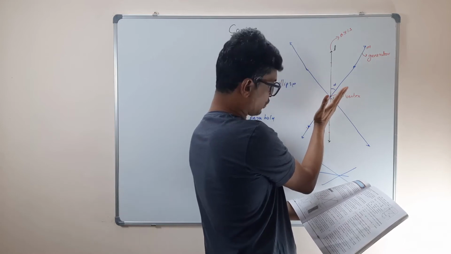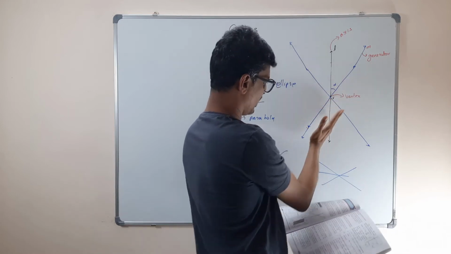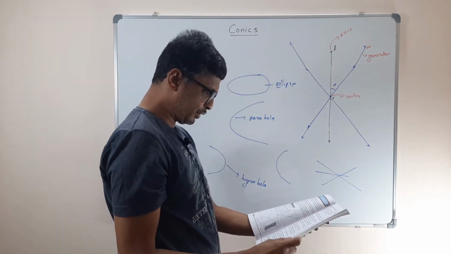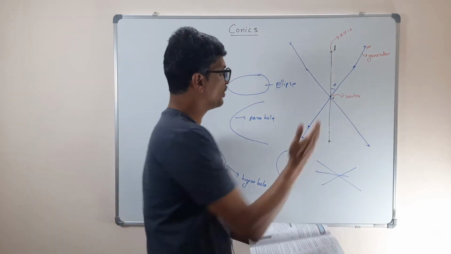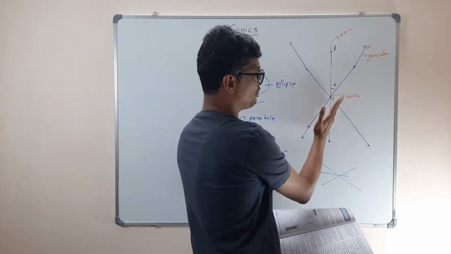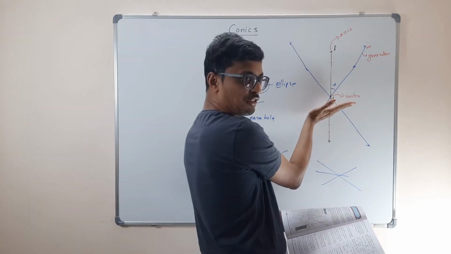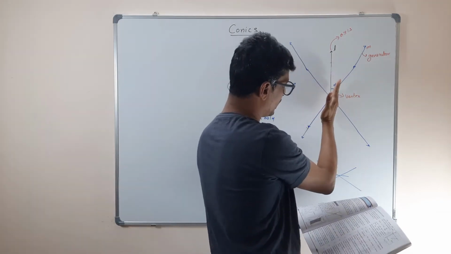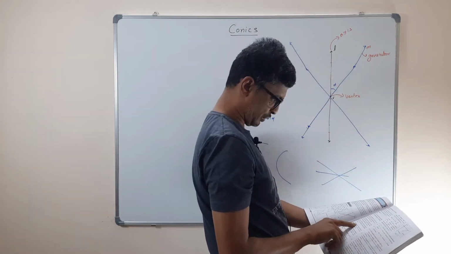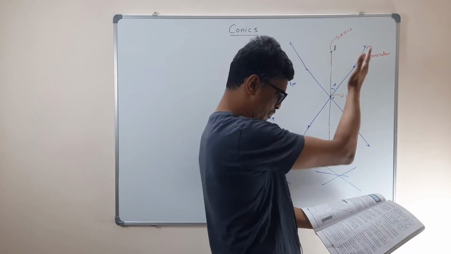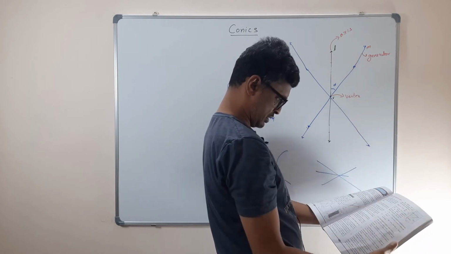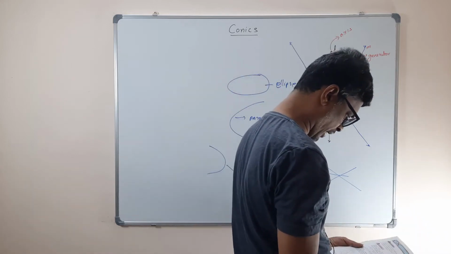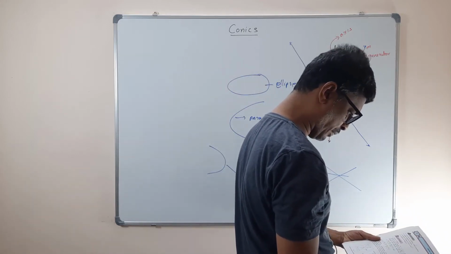but not passing through the vertex, we get a parabola. I said that, right? A plane oblique to the axis and not parallel to the generator, what do you get? You'll get an ellipse. Correct? And when a double cone is cut by a plane parallel to the axis, we get parts of a curve.